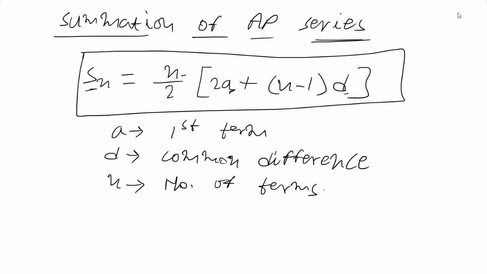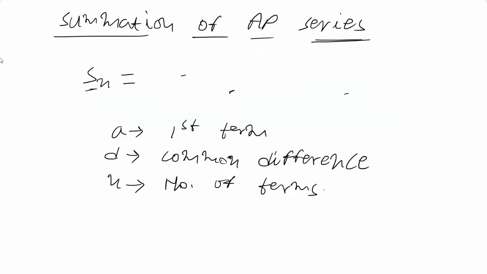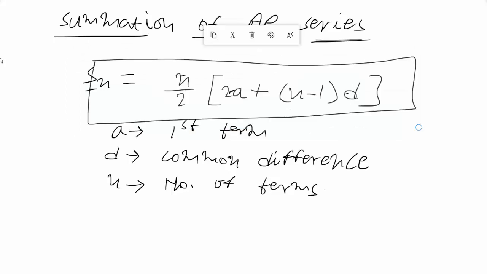In the previous session, we have already discussed the summation of AP series, and we derived that the summation of AP series is equivalent to n by 2 within bracket 2a plus n minus 1 times d, where a is the first term, d is the common difference, and n is the number of terms. So this we have already discussed.